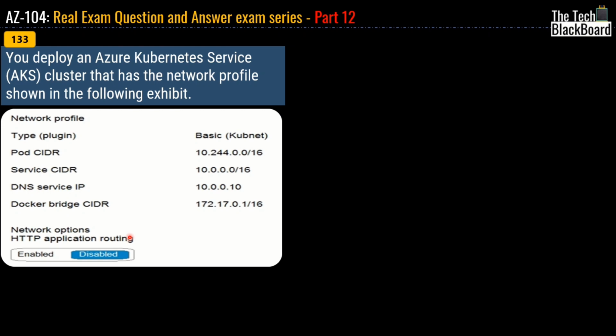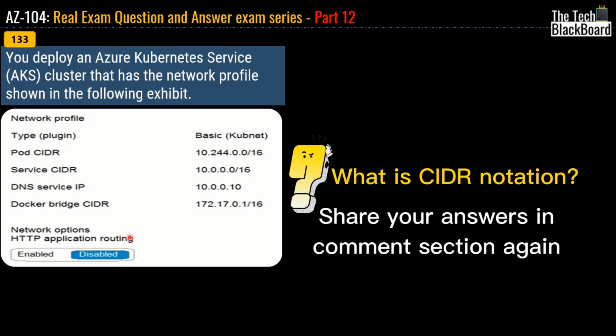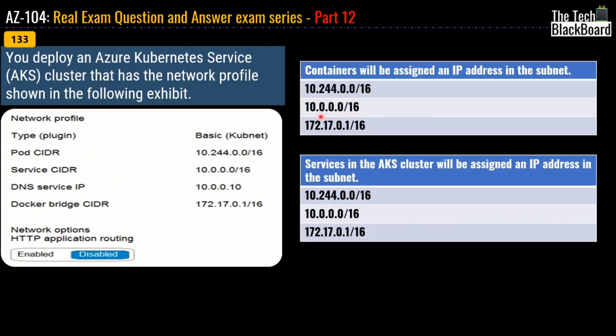Now let me ask you a very quick question. How many of you actually know what a CIDR notation is? Let me know in the comment section. Moving ahead with the question, it says that the container will be assigned an IP address in the subnet. So out of these CIDR notations, you have to tell which IP address will be assigned to the containers. Moving on, the second thing the question asks is that services in the AKS cluster will be assigned an IP address in the subnet. So which IP address will be assigned to the AKS cluster?